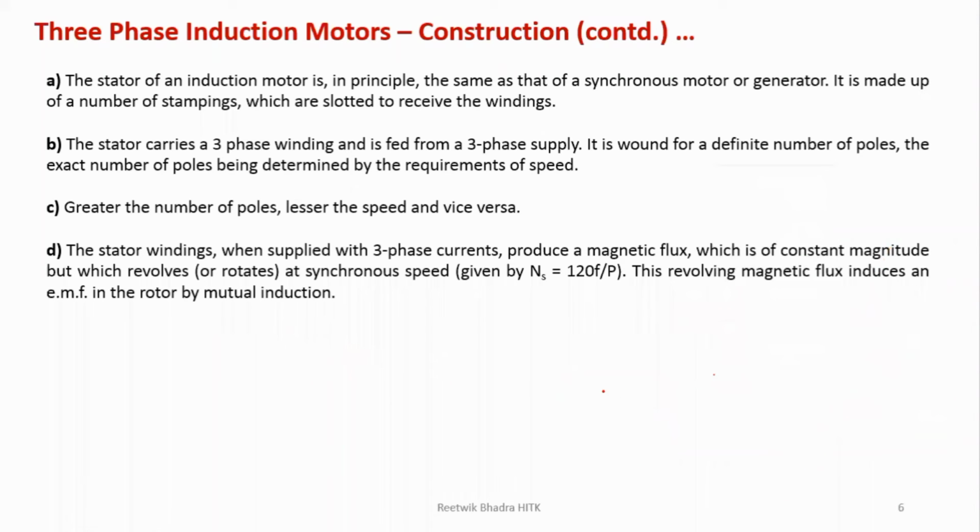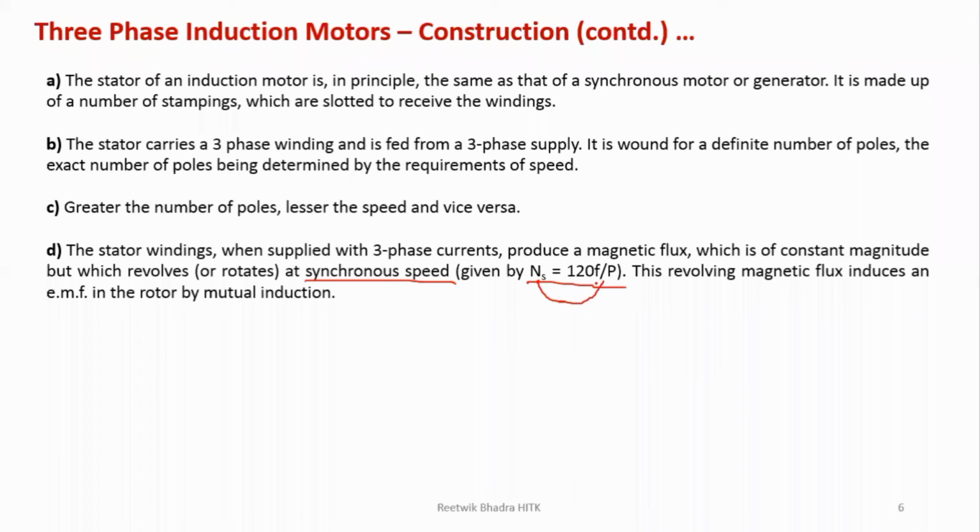So that's why whenever you are using a three-phase supply, the field that is being produced is rotating in nature. This understanding we'll do in the next class. But for now, keep in mind that the field produced in a three-phase induction motor is rotating in nature. At what speed is it rotating? It is called synchronous speed. The formula is Ns = 120F/P, where N is speed, F is frequency, P is number of poles.